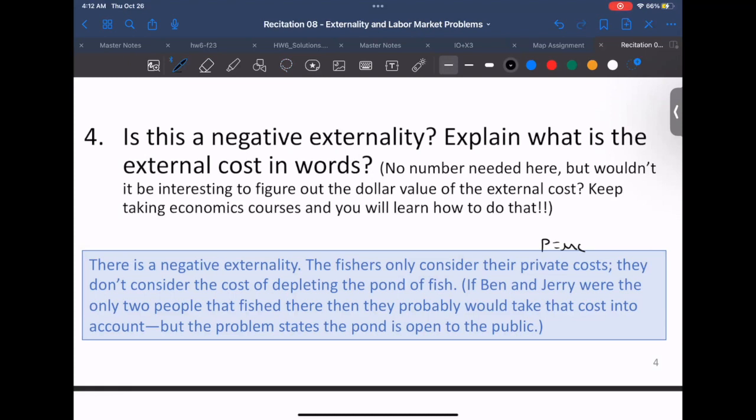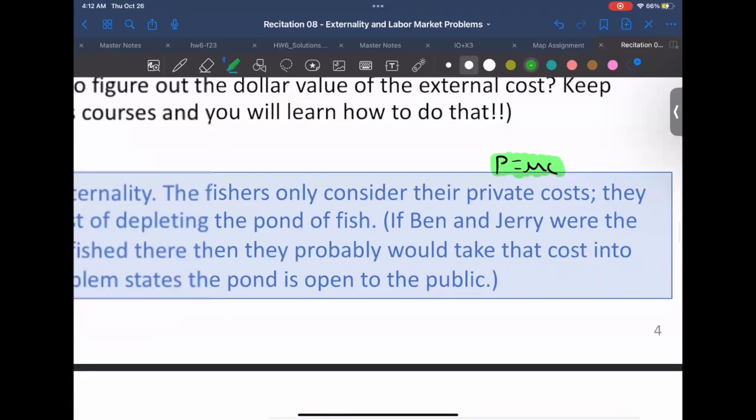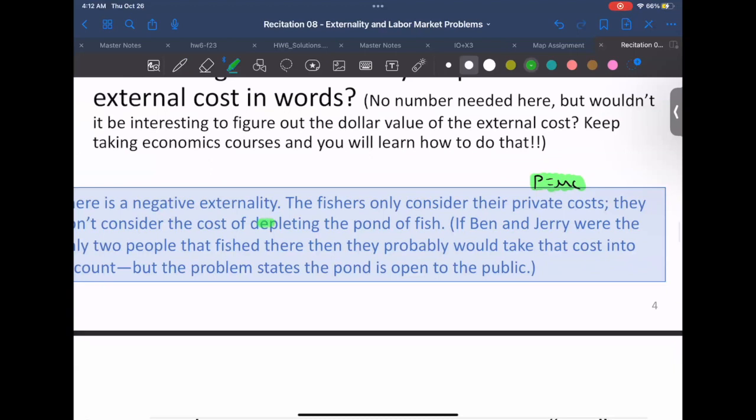So, for example, if Ben and Jerry were the only two people that fish there, then they probably would take that cost into account, but the problem states the pond is open to the public. And we know that because it's a non-excludable good. So Ben and Jerry are only going to care about price equal to marginal cost until there are no more fish in the pond.